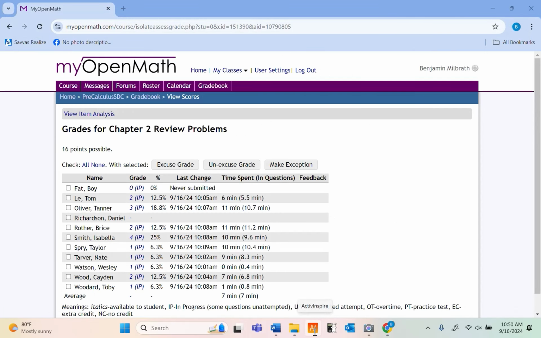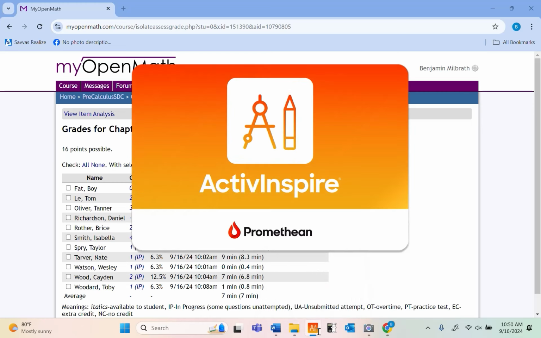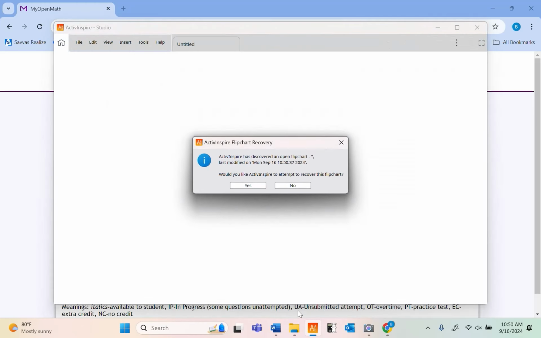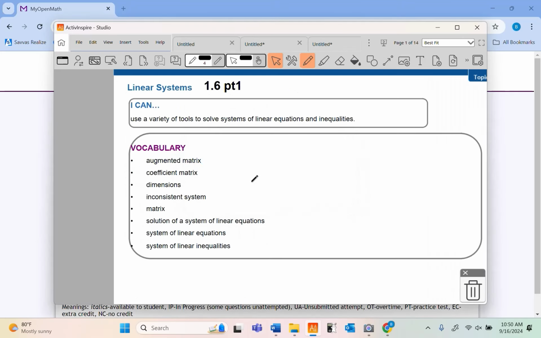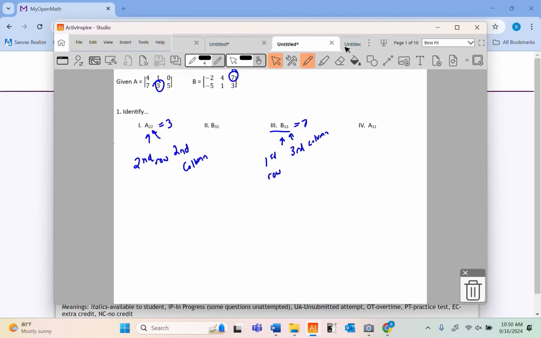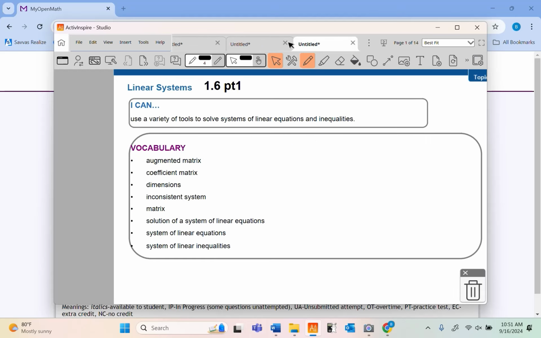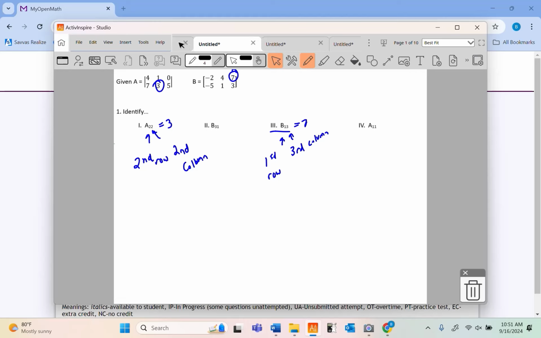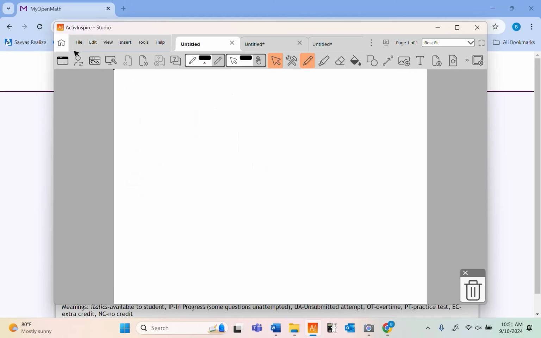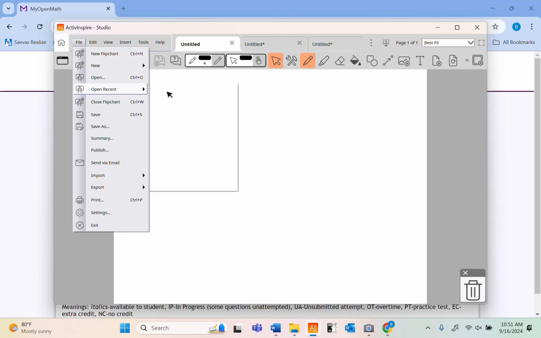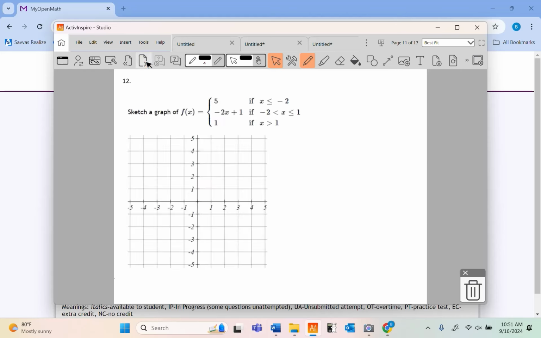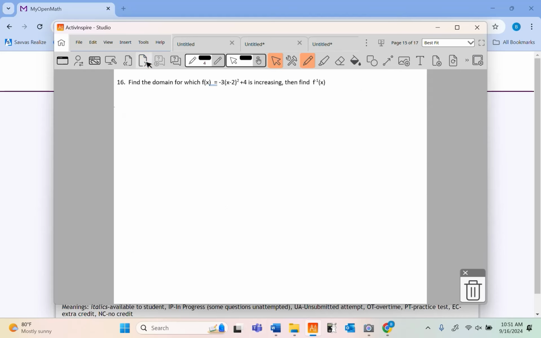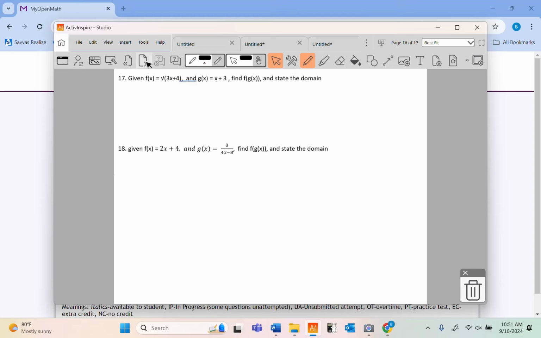Apparently I crashed it. That happens. It's not even there, is it? Hope I saved it. Oh, thank the Lord I did. Sometimes I don't save stuff. Okay, so I think I was on 18.